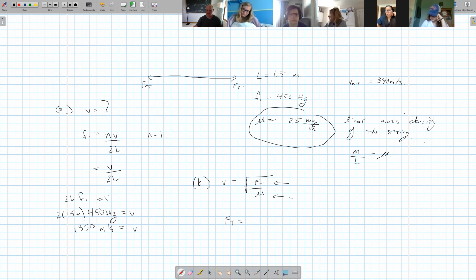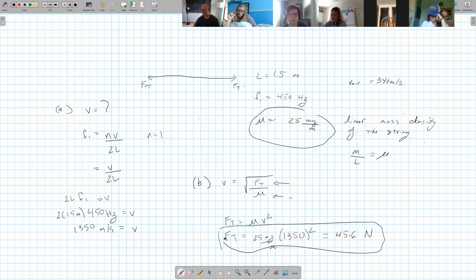So this says that the tension is going to be equal to the linear mass density times the velocity squared. So it's going to be equal to 25 milligrams per meter times 1,350 squared. Now here we just have to make sure we put the milligrams into grams. So this says then that the tension in the string is equal to 45.6 newtons. So this is then the tension in the string. Okay. Is it okay? So far, so good.